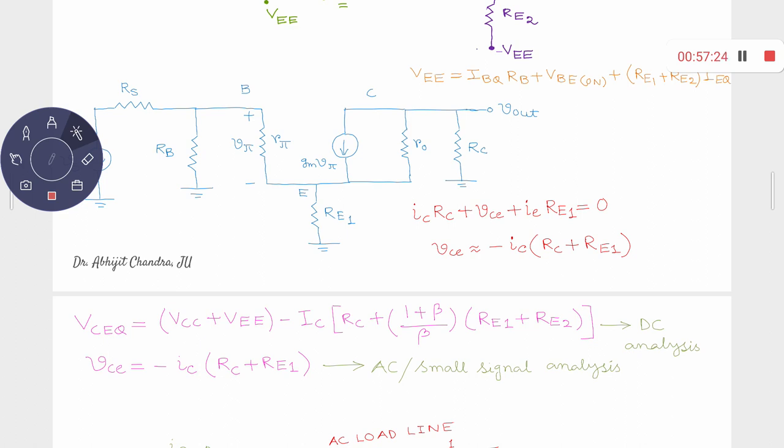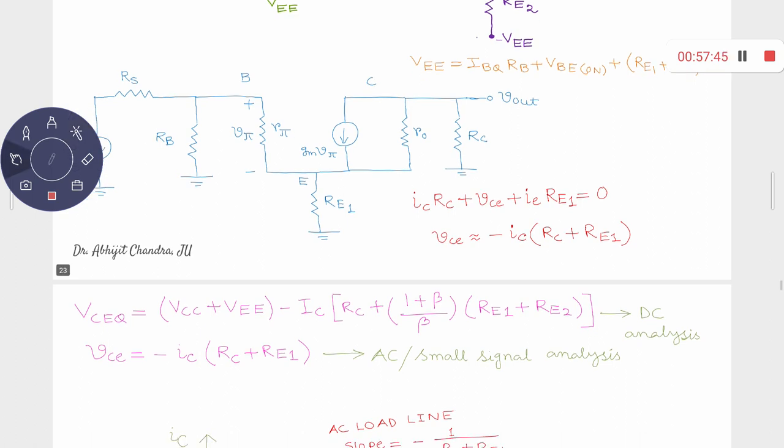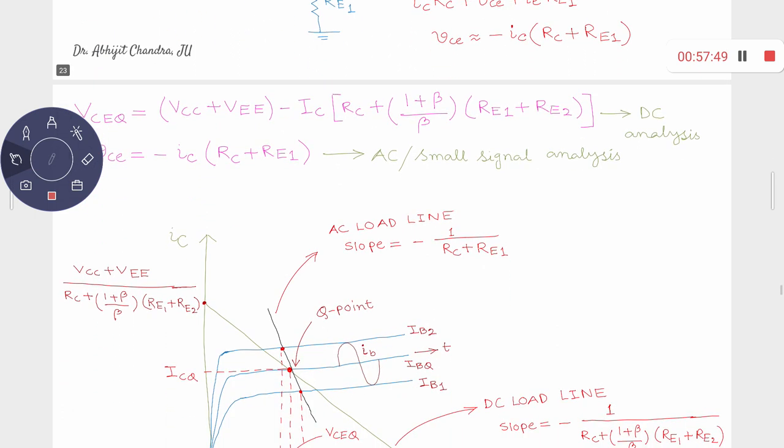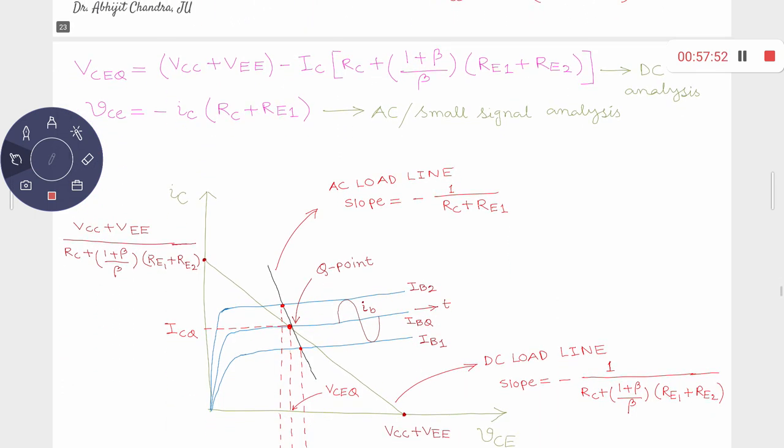Now we are in the position of drawing the load line for that configuration, because that's a new configuration to you. And intentionally, I have used that particular circuit; you'll understand why later on. Now, once you get this expression which involves VCEQ with IC, draw the DC load line.